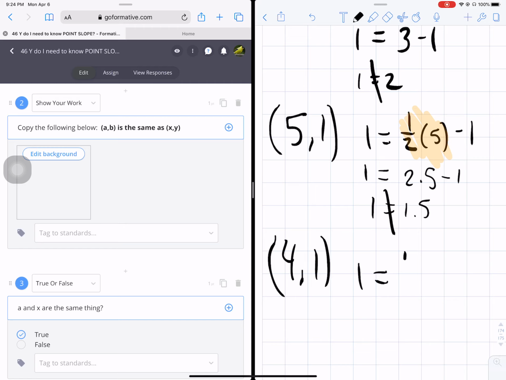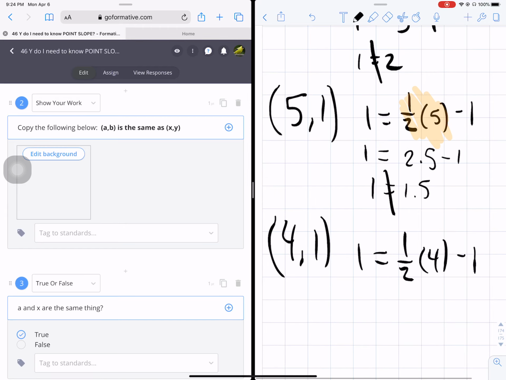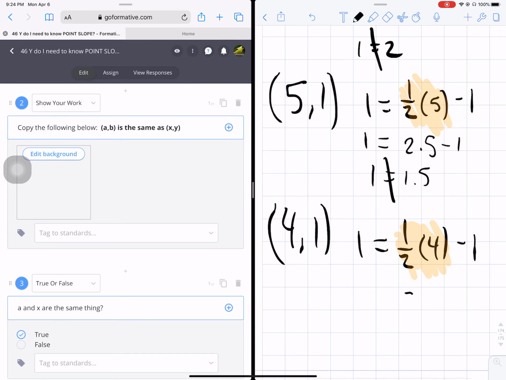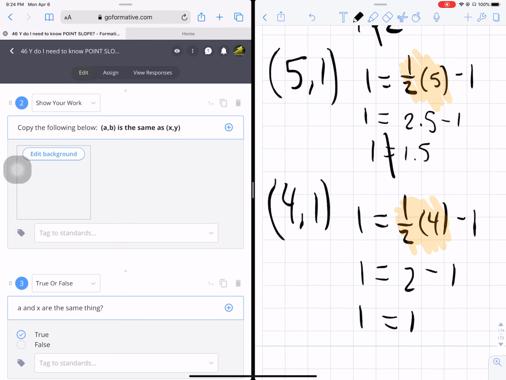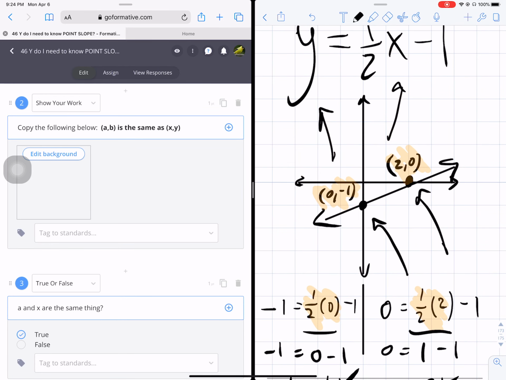Let's try 4, 1. It'll look like this. Start with this. What's 1/2 of 4? 2. What's 2 minus 1? 1. Is that a true statement? Yes. So what do we know about 4, 1? 4, 1 is on that line. Let's find out. Where's 4, 1? It's right here. That's 4, 1. So it is on that line.